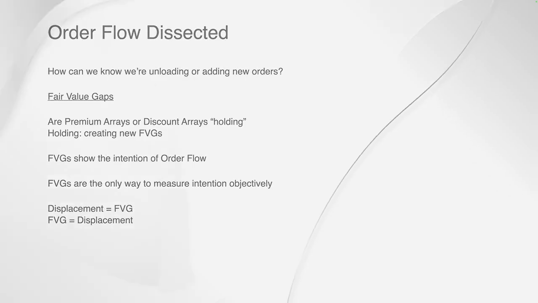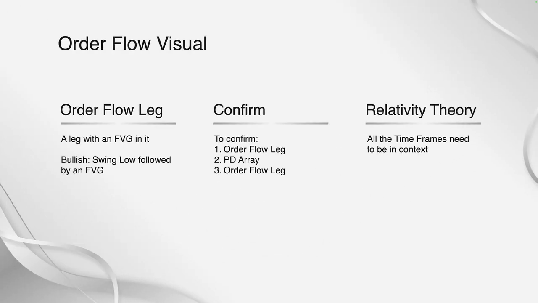So this is where we now need to go over the visual order flow. What does order flow actually look like? How can we fully understand it from a chart perspective? The first thing we need to understand is an order flow lag. A lag with an FVG in it. A bullish example is a swing low followed by an FVG.